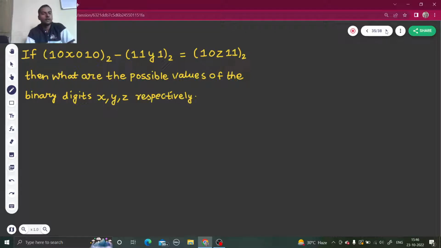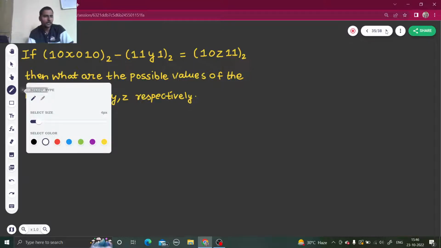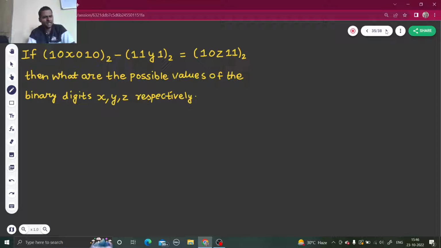So we have been given this number and they are asking what are the possible values of binary digits x, y and z. Okay, so let's start. It will be a bit easier. The easier way which I find is to convert all three of them to decimal and then find the value. Okay, so if I convert all three of them, so how do you convert?